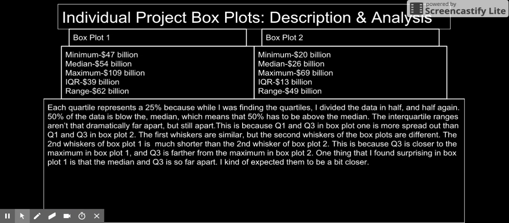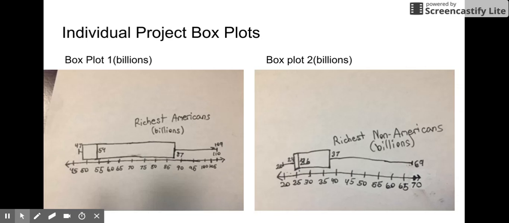The interquartile ranges aren't that dramatically far apart, but still apart. This is because quartile 1 and quartile 3 in box plot 1 are more spread out than quartile 1 and quartile 3 in box plot 2. The first whiskers are similar, but the second whiskers are much different.